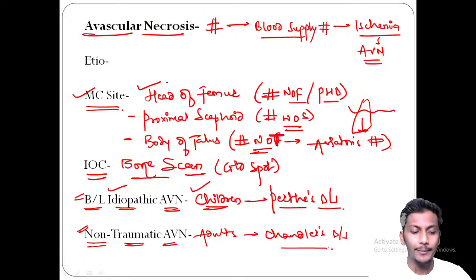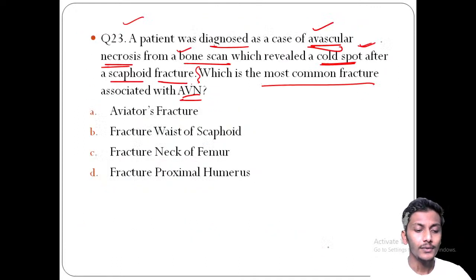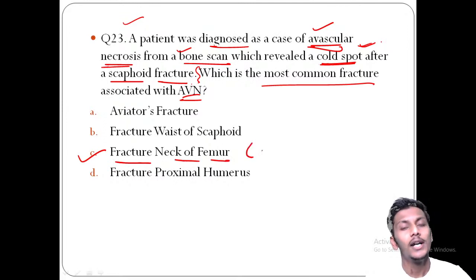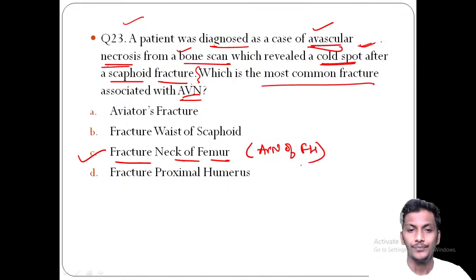Now going back to our question, guys. I hope you can answer this easily. The patient was diagnosed as a case of AVN from a bone scan which shows a cold spot. Bone scan is the investigation of choice. They are asking which is the most common fracture associated with AVN. It is option C, fracture neck of femur, which leads to AVN of the femoral head.